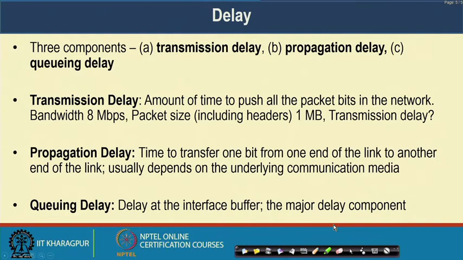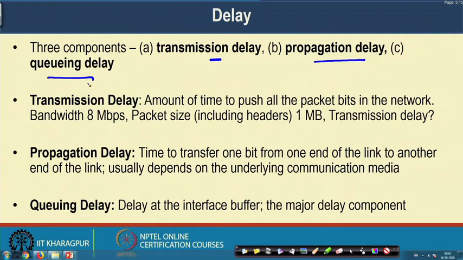Okay. Now, coming to delay, in a network there are 3 different types of delay, or we say that there are 3 components of delay. The first one is the transmission delay, then we have the propagation delay, and the third one is the queuing delay. Now, what is a transmission delay? The transmission delay is the amount of time to push all the packet bits into the network.